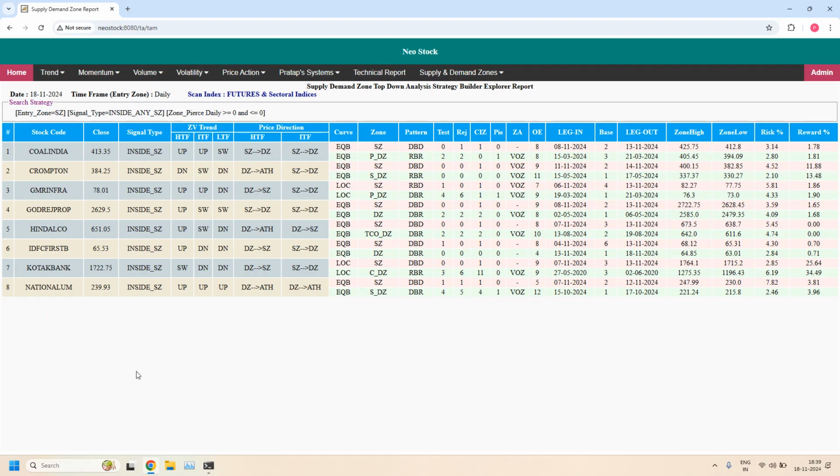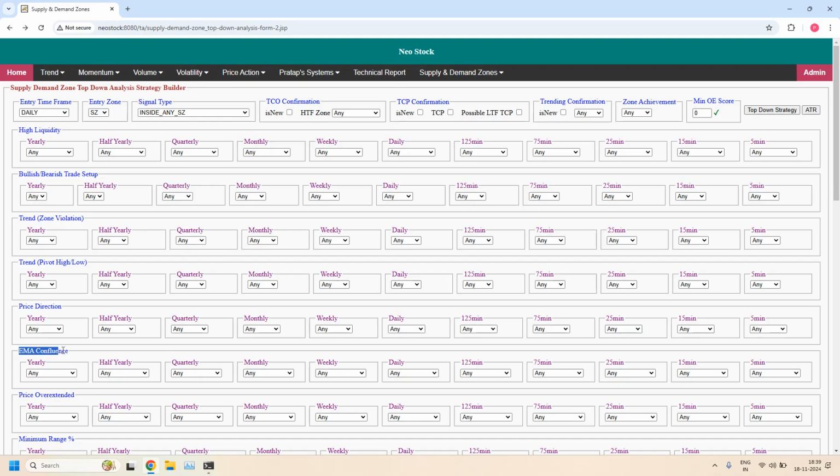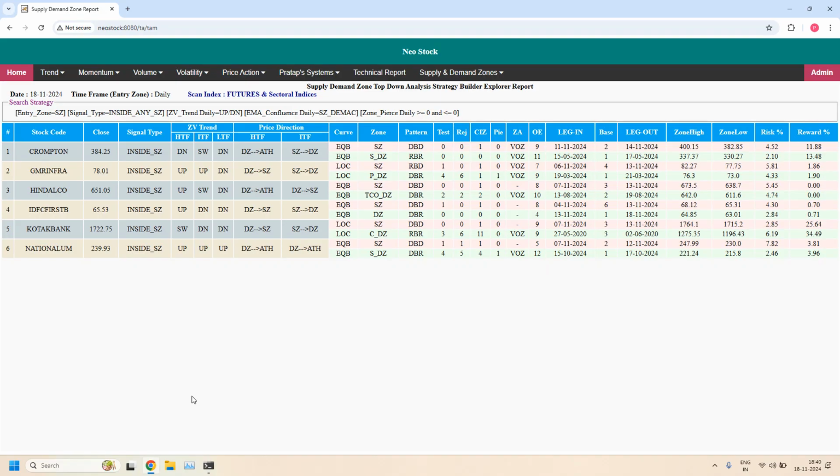Out of these 8 supply zones, how many of these supply zones are supporting EMA Confluence? Let's go daily EMA Confluence. In the EMA Confluence, a daily time frame, daily supply zones having a daily EMA Confluence filter is enabled, and this should be in either up or down trend, but not sideways. So selected the trend also. Let's filter. We got 6 stocks.